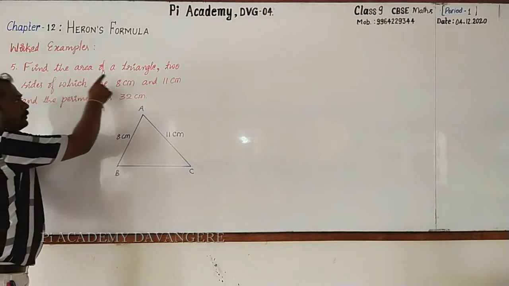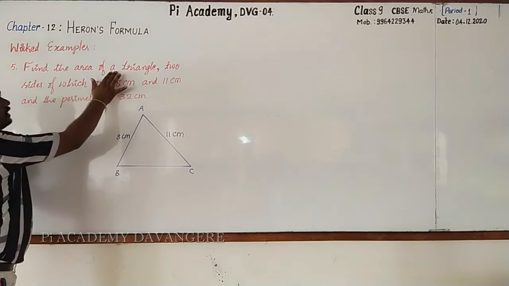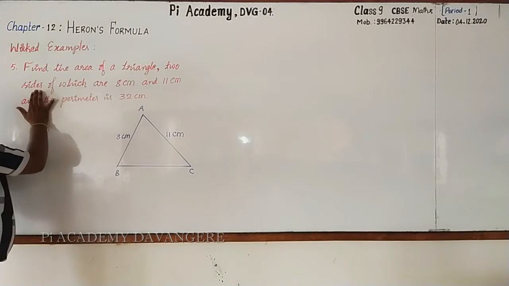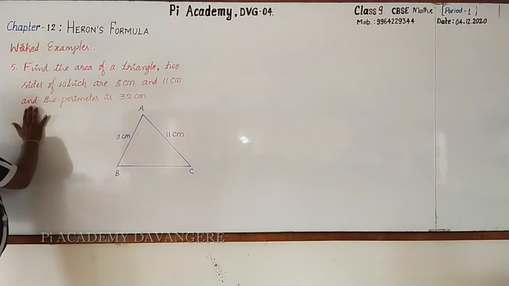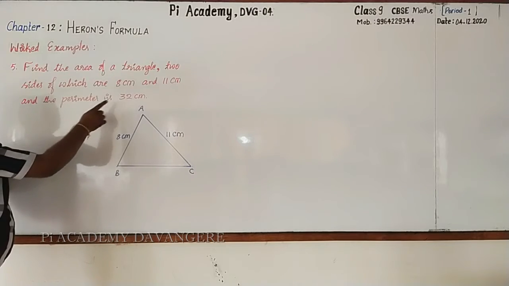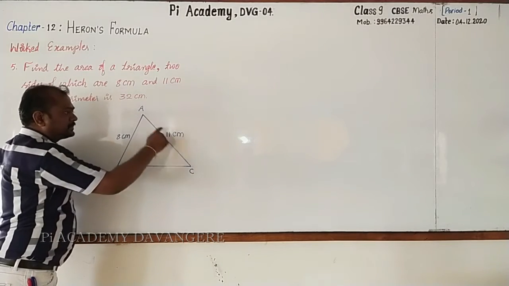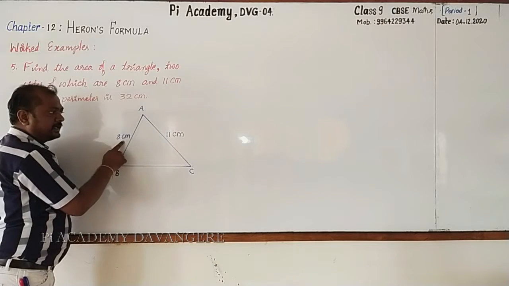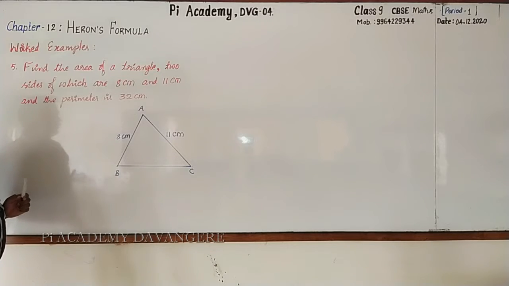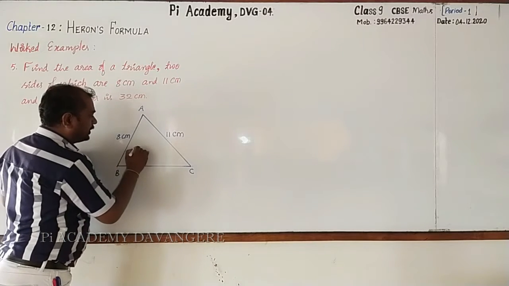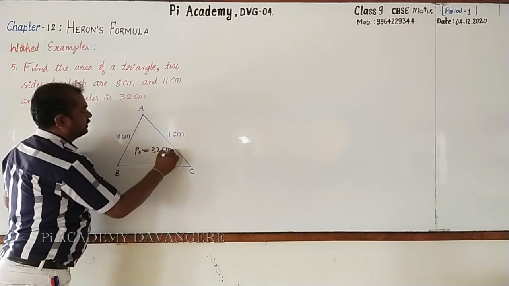Before that, please go through the given step. It is, find the area of a triangle, two sides of which are 8 centimeter and 11 centimeter, and the perimeter is 32 centimeter. They have also given the figure. ABC is a triangle. AB is 8 centimeter, AC is 11 centimeter. Followed? Not only this, your perimeter is 32 centimeter.